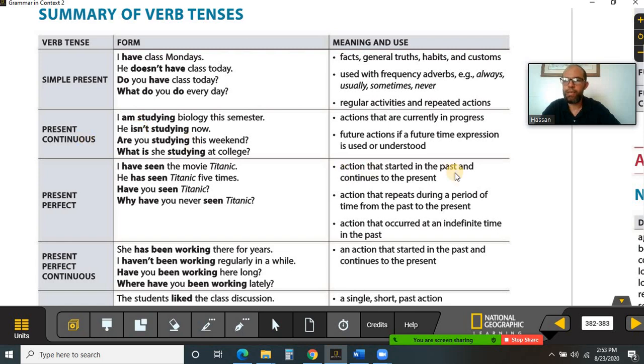So also another usage for the present continuous tense is to talk about an action that will take place in the future or the near future. Are you studying this weekend? I am traveling this weekend. I am not traveling now, but I am traveling this weekend. It's an action that will take place in the near future.